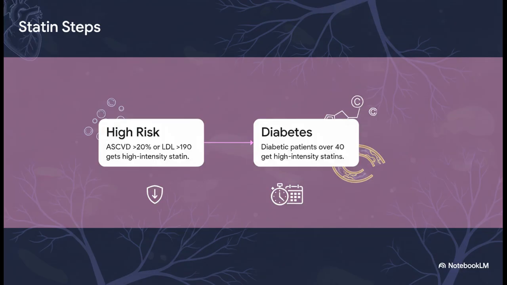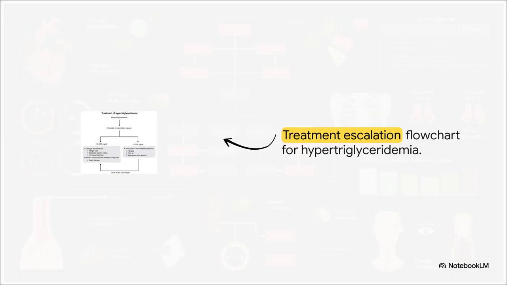Okay, let's pivot to preventative cardiology for a minute, specifically lipids. Here are the exact thresholds for when to pull the trigger on statin therapy. Step 1. Check that ASCVD risk. If it's over 20%, or if their LDL is strictly over 190, they need a high-intensity statin. Step 2. Evaluate comorbidities. Any diabetic patient over the age of 40 automatically qualifies for a high-intensity statin to prevent vascular disease.